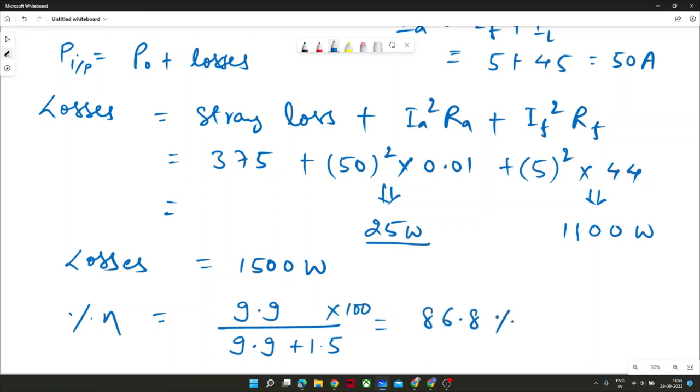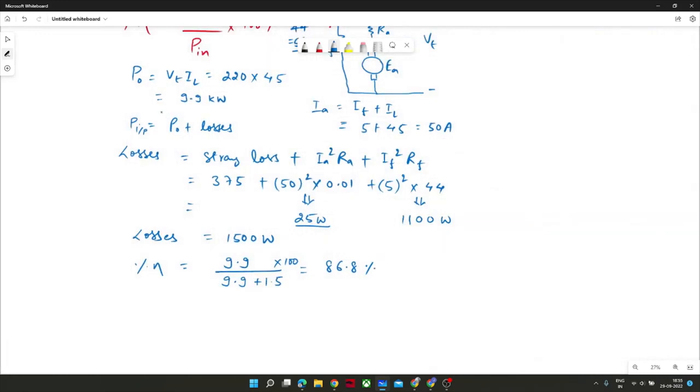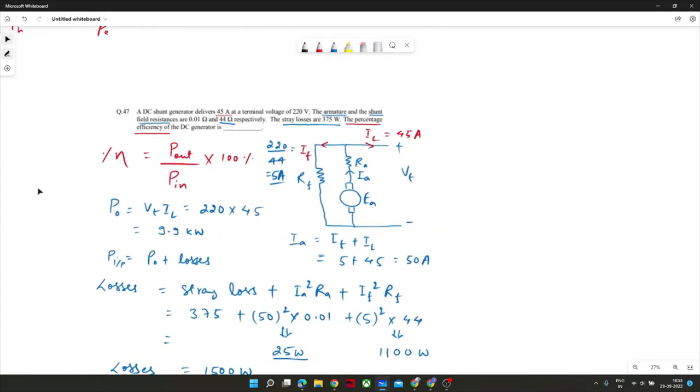86.8%. Is it fine? Yes sir, but the generated EMF, E, and the armature current, if we take the product of both, which power would that calculate? That is your developed power. Let me show you. This EA and IA is developed power. So can we get input power from developed power? See, you cannot calculate input power from developed power. Why? Because no mechanical losses are given, so nothing is said about any mechanical losses.